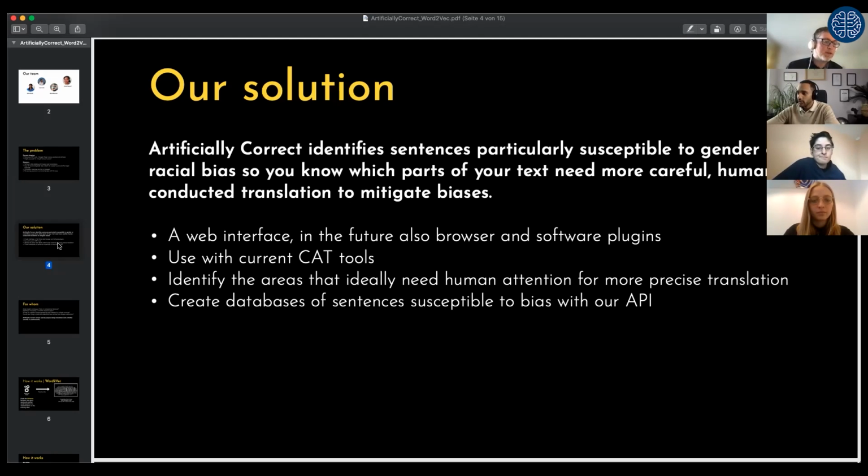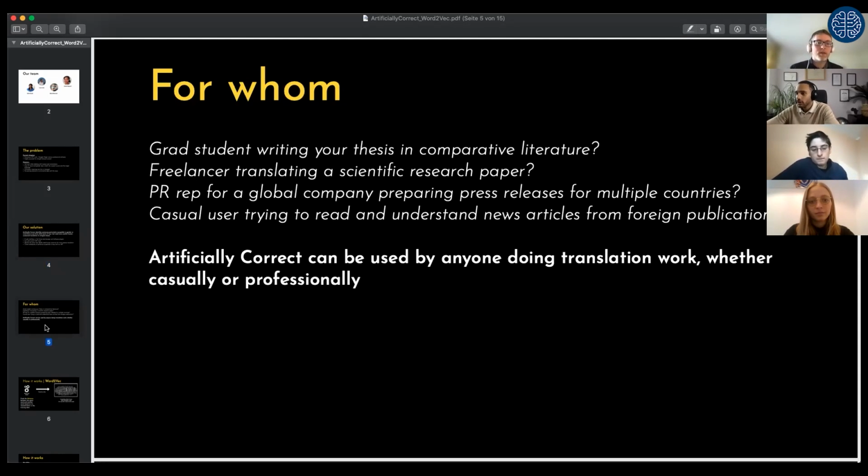So we came up with this solution in mind, and we wanted to address it for people who are maybe grad students or writing a thesis, for researchers, for people in a professional field, for freelancers.